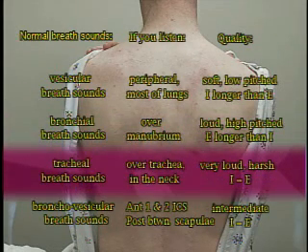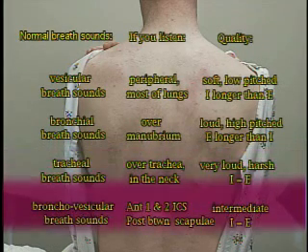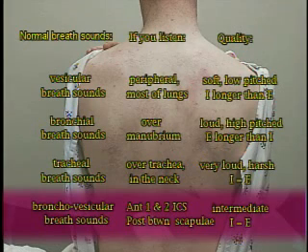Tracheal breath sounds are best heard over the trachea in the neck. They're very loud and harsh, and inspiration equals expiration. Bronchovesicular breath sounds are best heard between the scapula, especially on the right side. They're intermediate in both volume and pitch, and the length of inspiration equals the length of expiration.